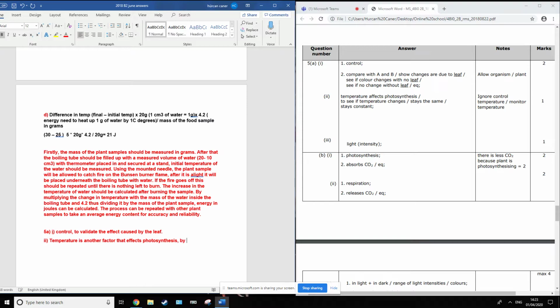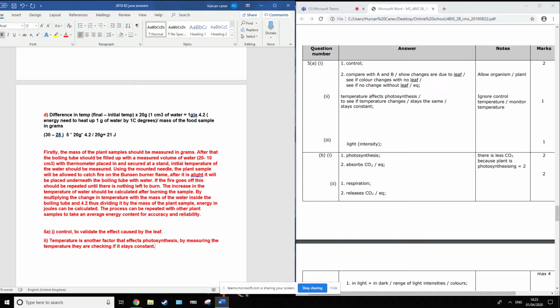By measuring the temperature, they are checking if it stays constant, basically. Okay. Any other answers?